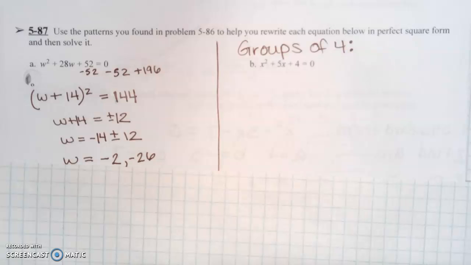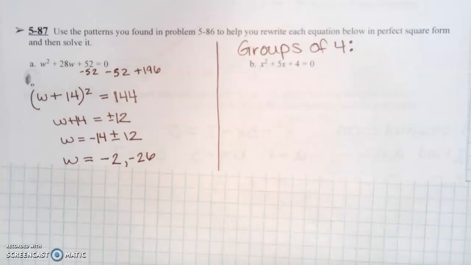Question A is W squared plus 28W plus 52 equals 0. So the first thing you want to do is the inverse operation of adding 52. You're going to subtract the 52 from both sides. Okay? Then the next step, you're going to take the coefficient of the W, which is 28, and you're going to divide it by what? 2. You're going to divide by 2. 28 divided by 2 is 14. So on the left, your perfect square part is going to be W plus 14 squared. Okay?